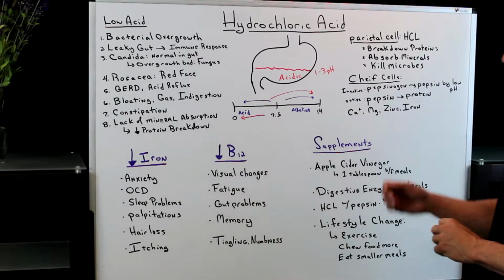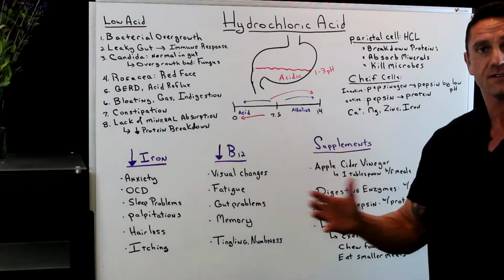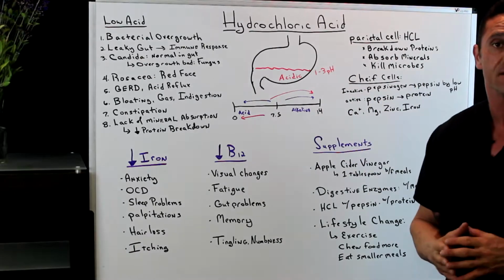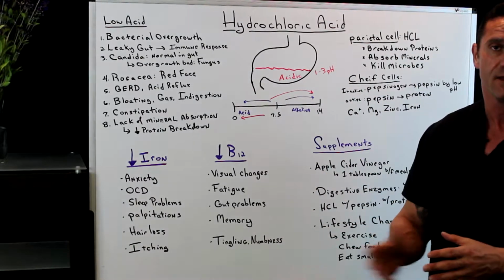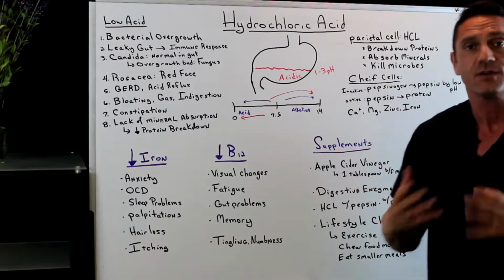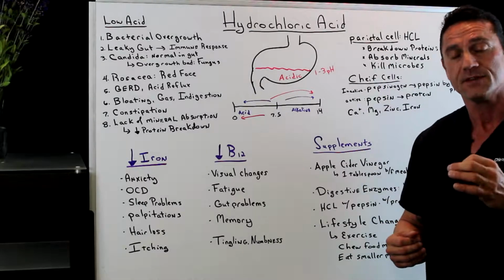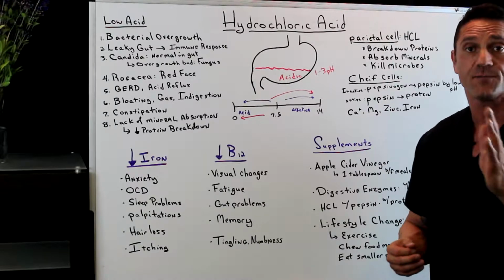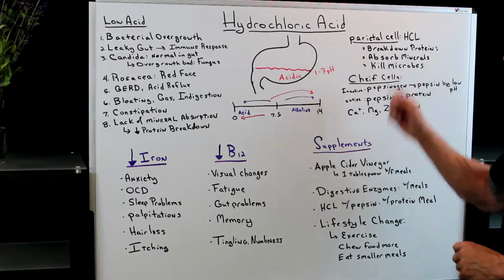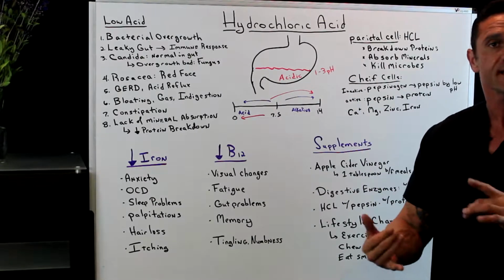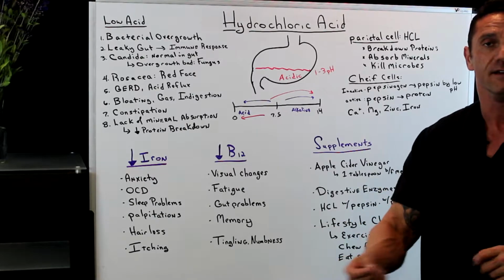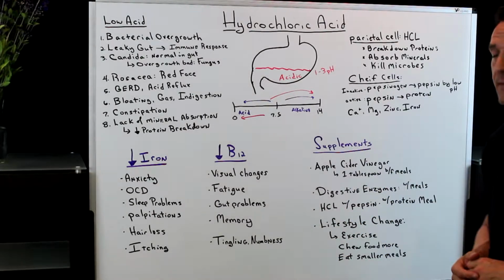Now, some important background on the stomach. We have a couple of cells. One is the parietal cell, and the function of the parietal cell is to produce hydrochloric acid. Now, the function of the hydrochloric acid is, one, to help break down proteins. So we need an ample amount of hydrochloric acid to start breaking down proteins, because protein breakdown begins in the stomach. Also, it absorbs minerals, like calcium, magnesium, zinc, iron. It's essential for the absorption of certain minerals.